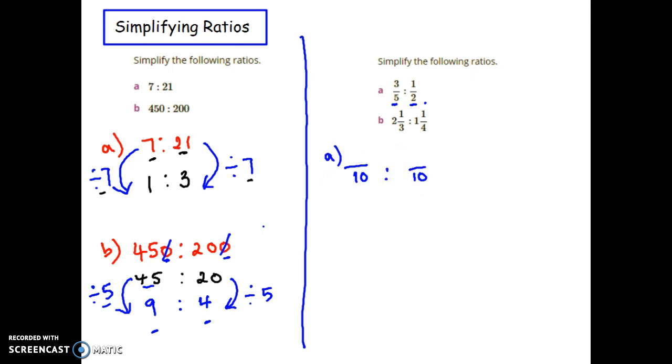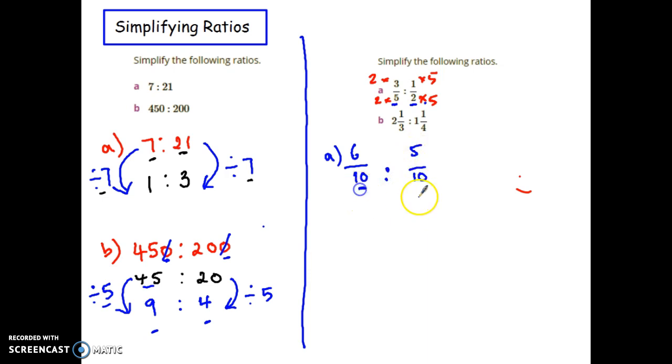Remembering what you've done in year 7, and you would have done it in primary school, the 5 I've multiplied by 2 to make it 10, so I do the same to the top. 2 times 3 becomes 6 over 10. The right-hand fraction, I've multiplied 2 by 5 to get the 10. Do it to the top. 5 times 1 is 5. Now I've got 6 over 10, comparing that with 5 over 10.